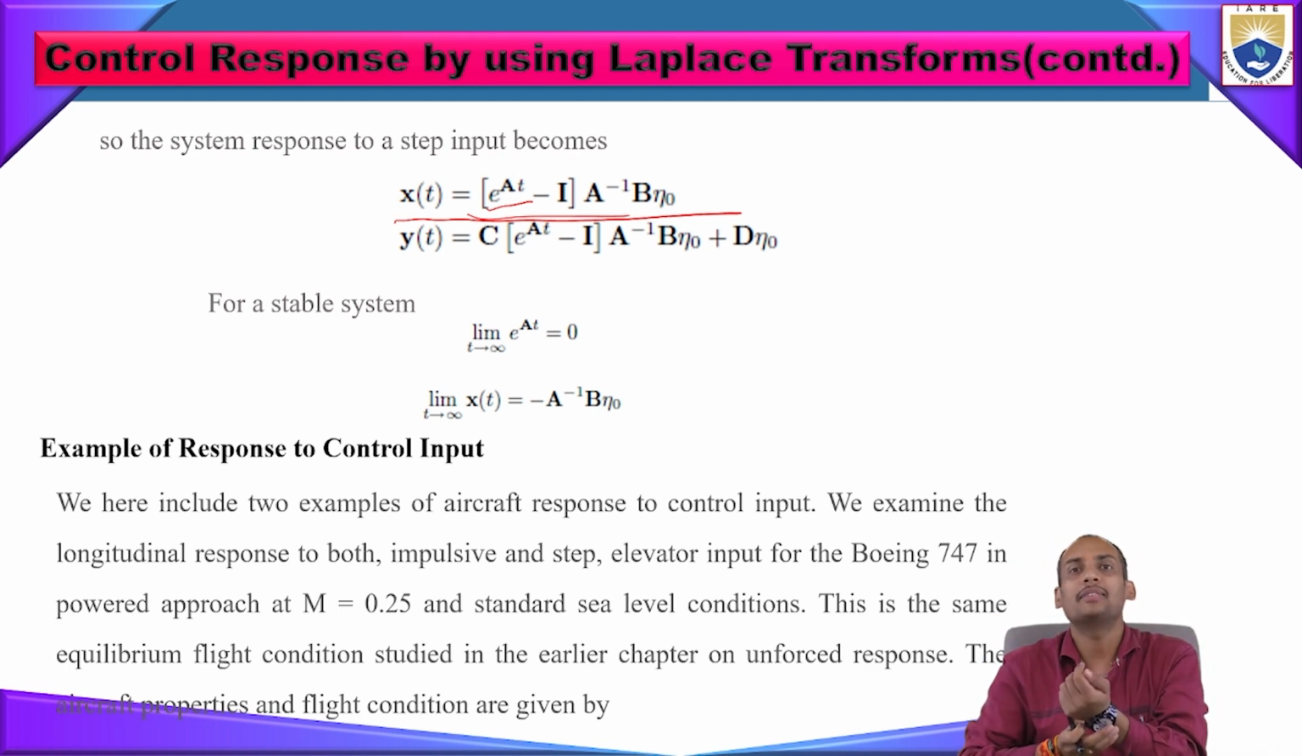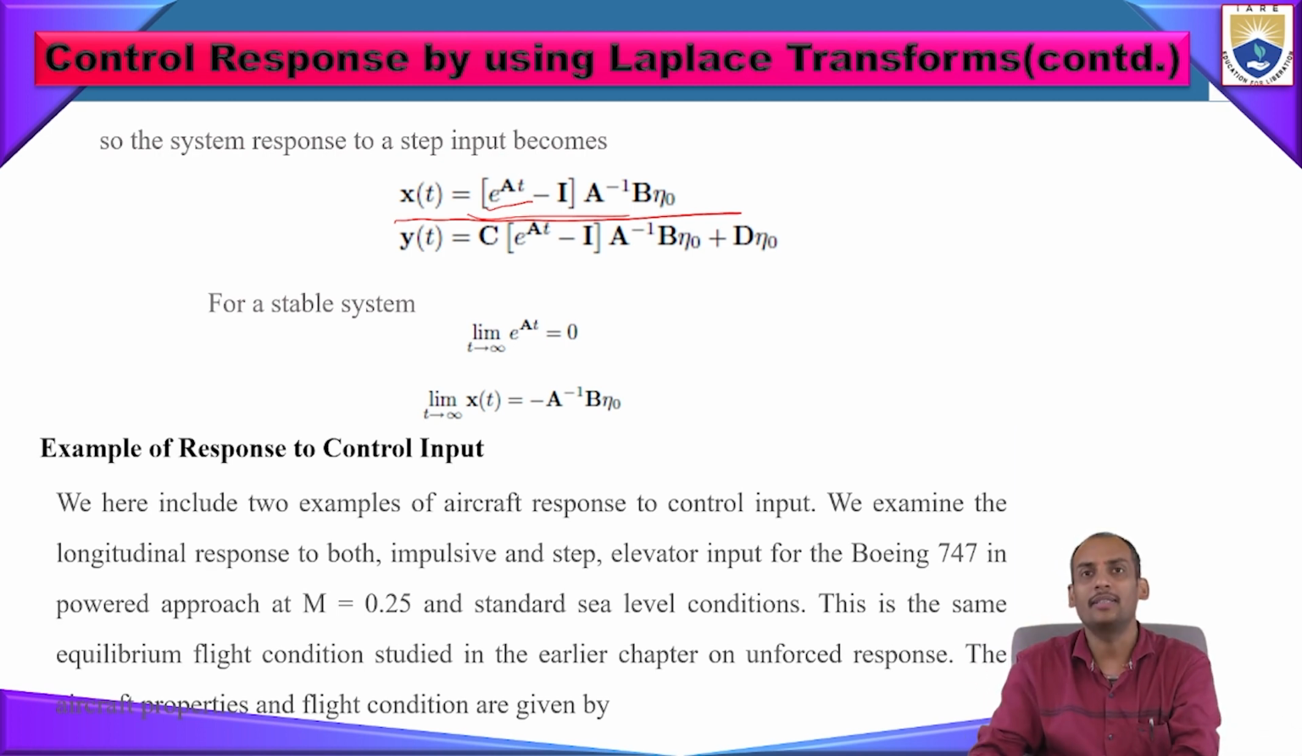This Boeing 747 example we have already discussed in the solution of equations of motion of an aircraft. At that time we gave this example. There, that Boeing 747 is powered at Mach 0.25 at sea level condition. All the values have been given. So for this, how can we write the frequency response?